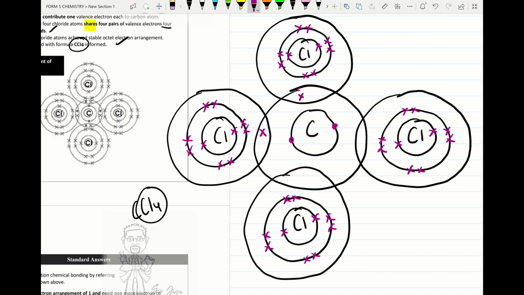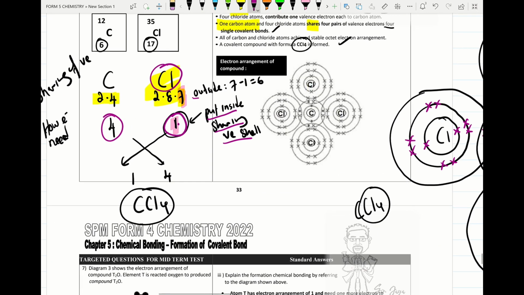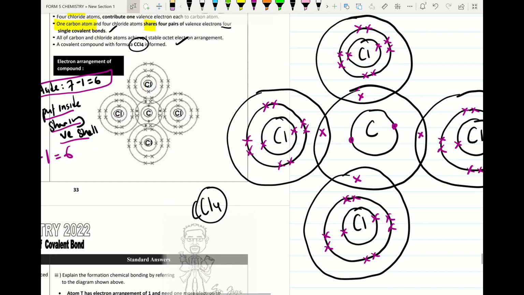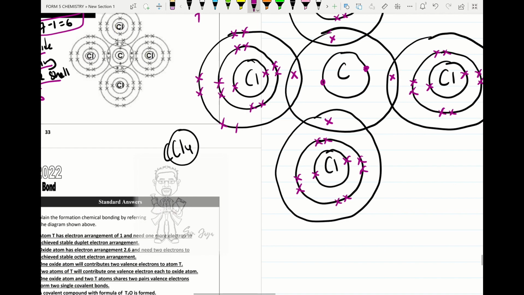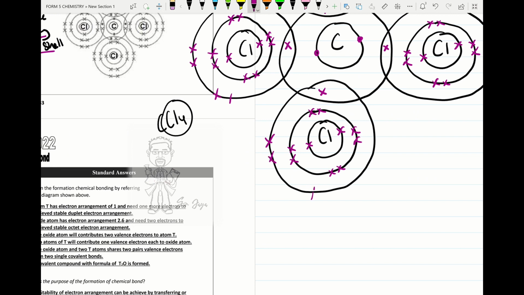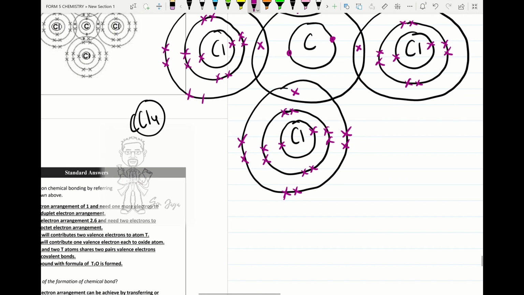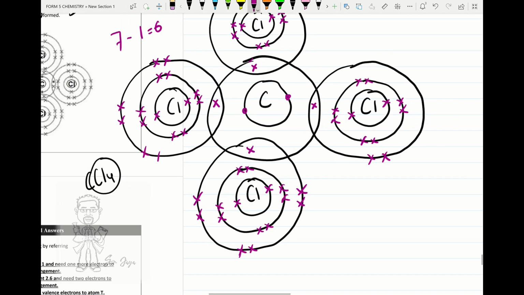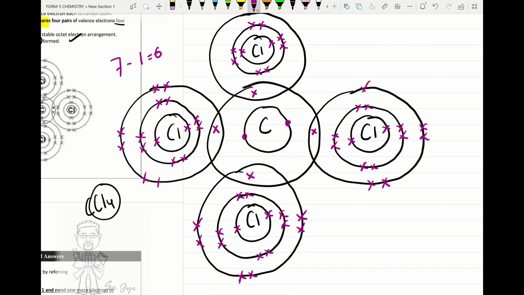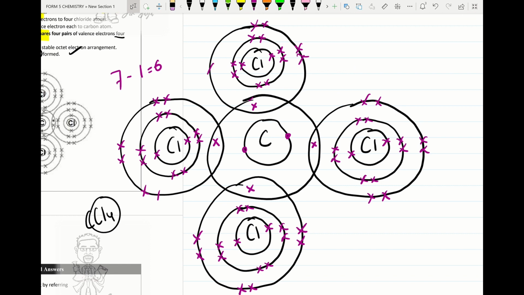So here inside we put 1, here inside we put 1, inside we put 1, and we check outside of the valence shell. We need to put 7 minus 1, so we need to put 6. Outside of chlorine valence shell we put 1, 2, 3, 4, 5, 6. So here 1, 2, 3, 4, 5, 6, and for each of the other chlorine atoms also 1, 2, 3, 4, 5, 6.